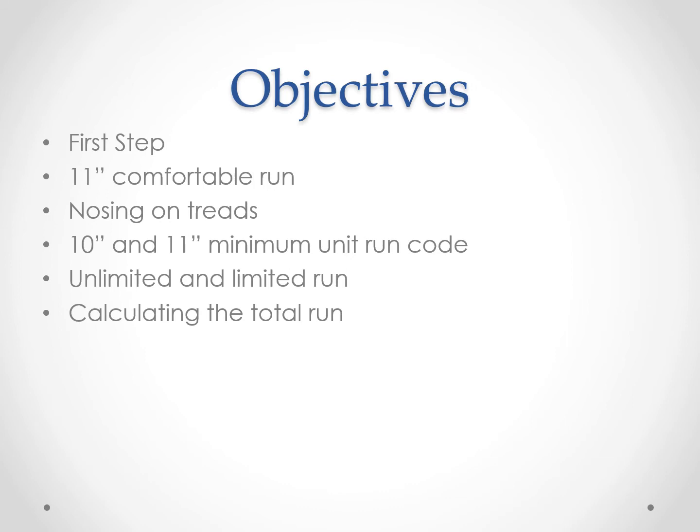That being said, the objectives for this presentation are: we're going to review the first cut. We're going to talk about the 11-inch comfortable run rule. We're going to talk about nosing and the requirements for nosing on treads. We're going to talk about the 10-inch and 11-inch minimum unit run. We're going to talk about unlimited and limited run, and we're going to calculate the total run. And then in the end, we're actually going to work through a whole problem from start to finish, showing you how to calculate all the steps, including the calculating of the total run.